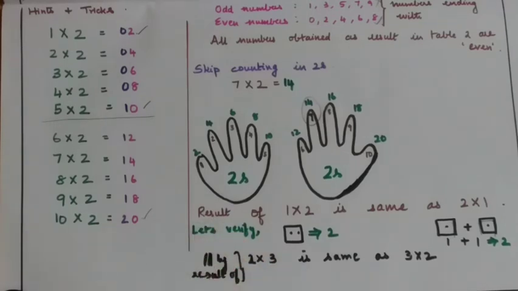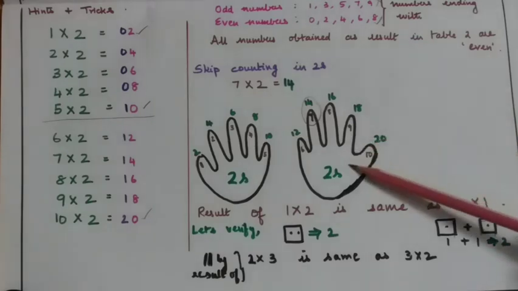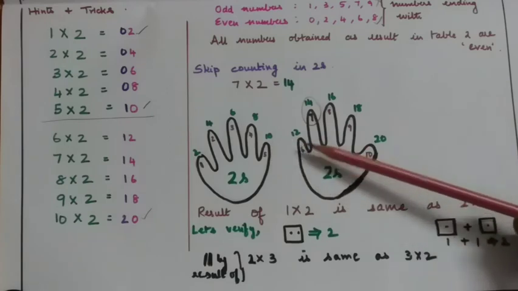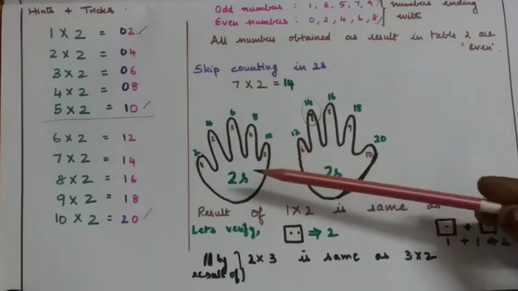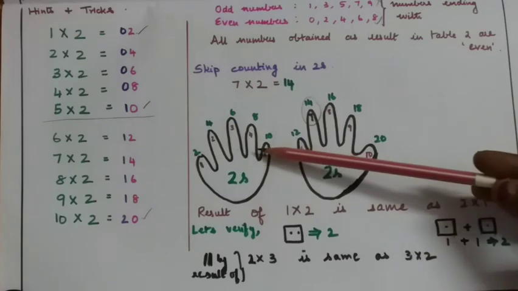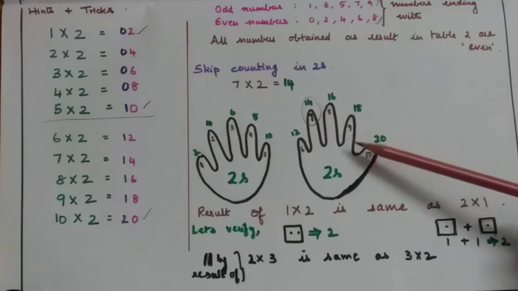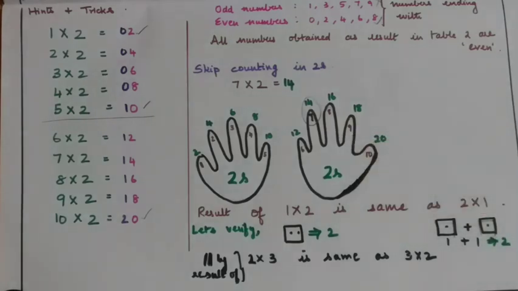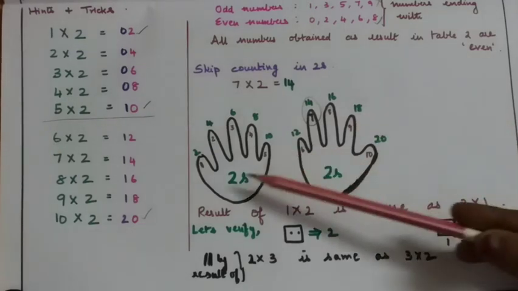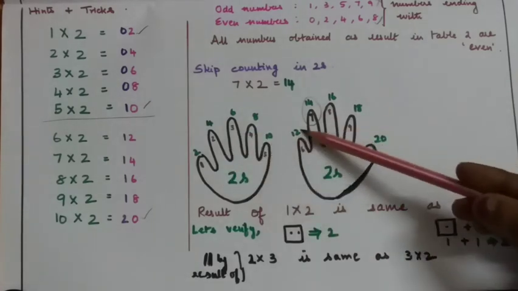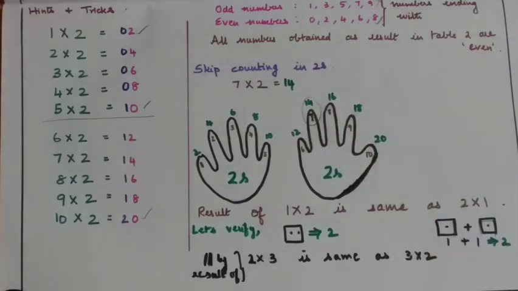Now let's see another alternate where we can use our fingers and the concept of skip counting to obtain the result for table 2. So let's number the fingers from 1 to 10 as shown in the picture, and we need to skip count in 2 to obtain the result. So let's say, for example, we need to find the answer for 6 into 2. So you need to move to the sixth finger by skip counting in 2s, 2, 4, 6, 8, 10 and 12. So the sixth finger is giving you the result as 12. So 6 2s are 12.